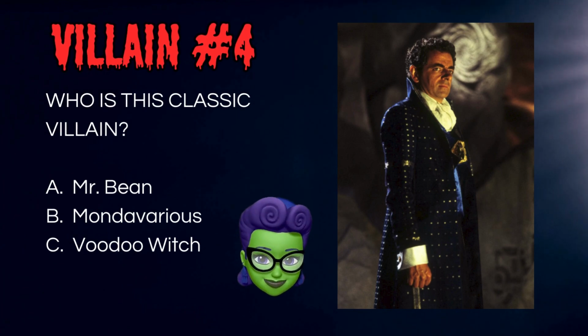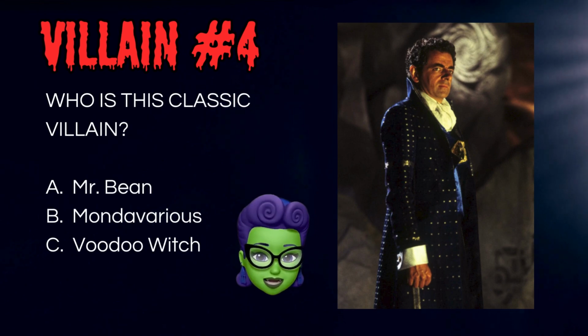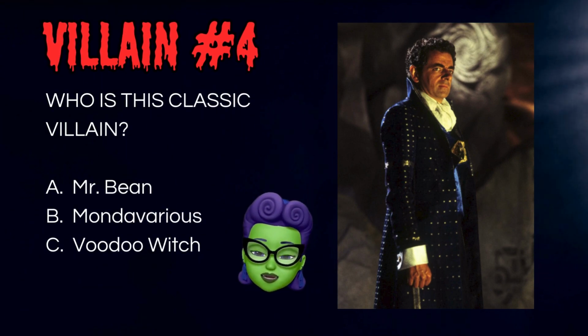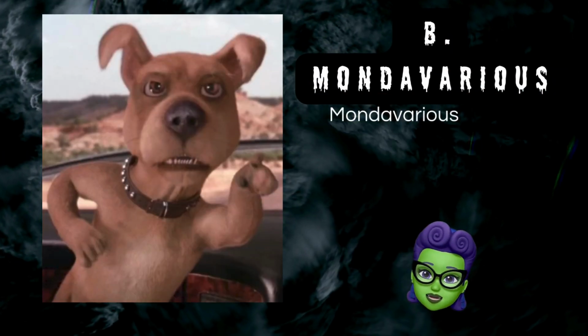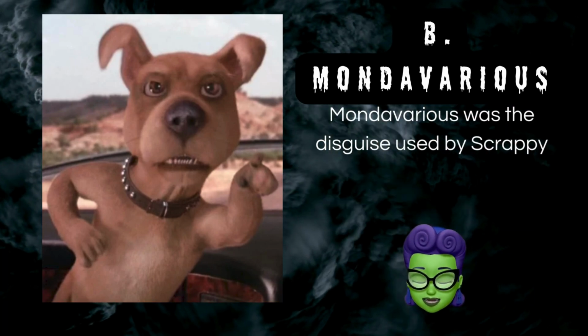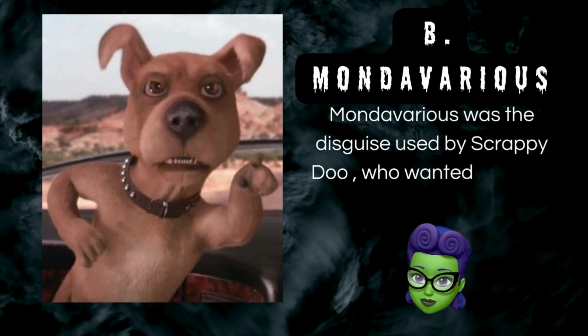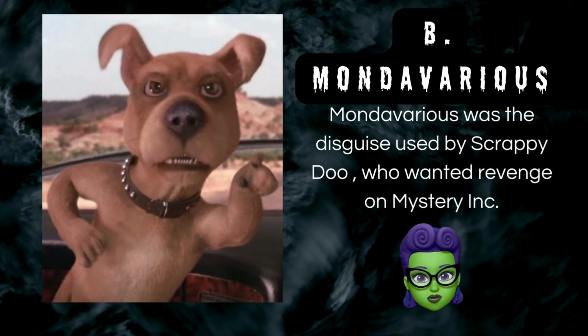Who is this classic villain? Is it A, Mr. Bean, B, Mondavarius, or C, the Voodoo Witch? The answer is B, Mondavarius. Mondavarius was the disguise used by Scrappy Doo, who wanted revenge on Mystery Inc. for abandoning him all those years earlier.